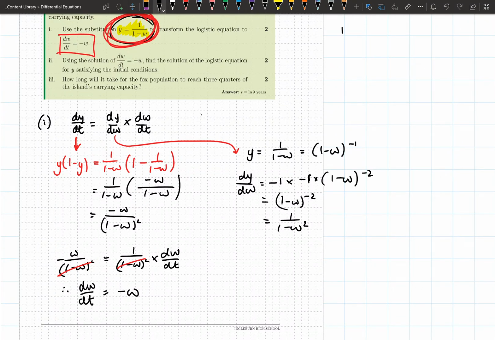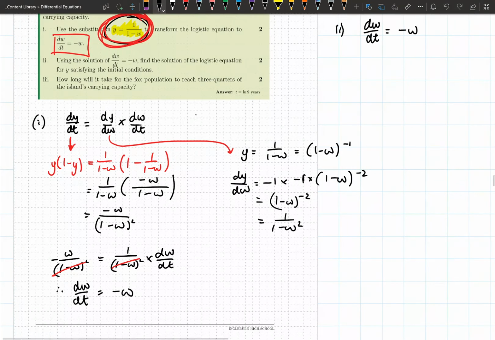Yes. Okay. Part 2. Using the solutions of dw on dt equal to negative w, find the solutions to the logistic equation for y satisfying the initial conditions. So this is where what you said is correct. Now we want to solve. So here I've got dw on dt is equal to negative w. What we want to do is solve it, and this is where your differential equation stuff will be required. So what do we need to do here?